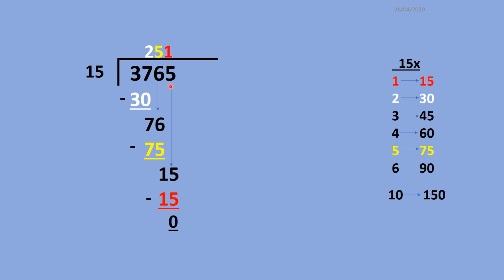I'll then drop down my last digit from the dividend to read this as 15. Then ask myself the same question: how many lots of 15 make 15? And from my times table, 1 lot of 15 makes 15. So I'll write my 1 above this 5 here, and then take away the 15 from 15, and I'll see that nothing remains. So actually my answer is this: 251.